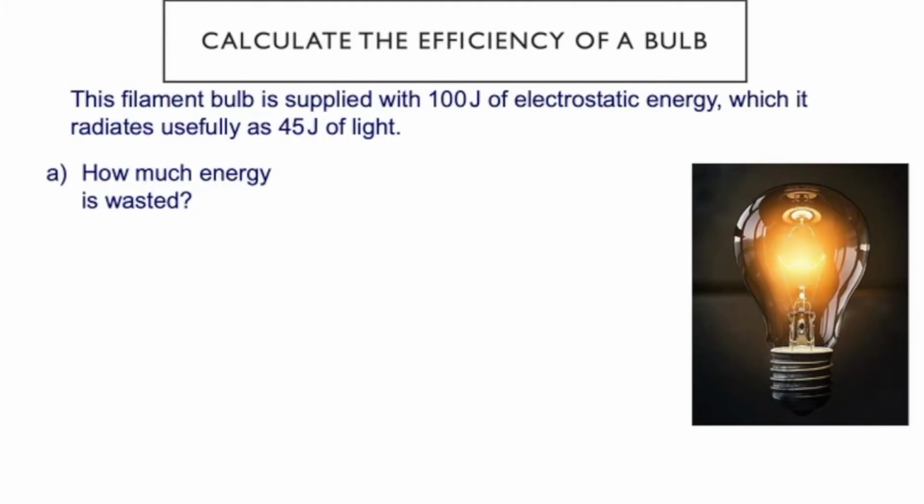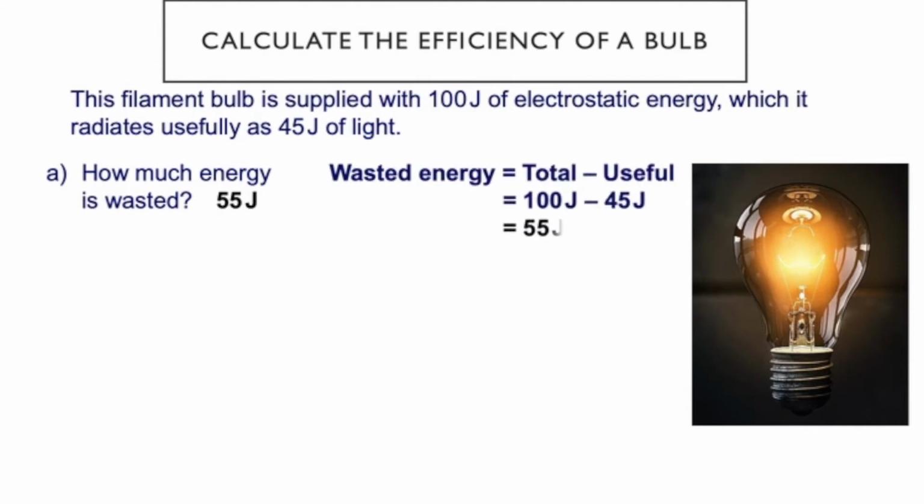Let's have a look at an example here. Let's have a look at how to calculate the efficiency of a bulb. This filament bulb is supplied with 100 joules of electrostatic energy, which it radiates usefully as 45 joules of light. So how much energy is wasted? If you want to have a go at this, you might want to pause the video. Okay, so how much energy is wasted? 100 joules goes in, 45 comes out. So 55 joules is wasted. And you can see how we've worked it out there. The wasted is the total, take away the useful, so it's 55 joules. It's just the difference.